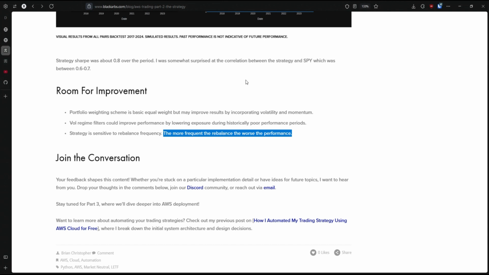And we're going to go through this in more detail, how to actually implement this using AWS Lambda in the next YouTube video and the next blog post.